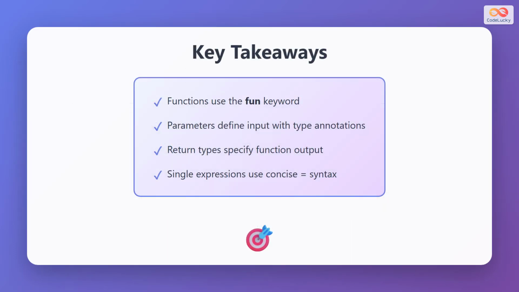Let's recap what you've learned. First, all functions in Kotlin start with the fun keyword. Second, parameters define what input a function accepts, and each parameter needs a type annotation. Third, return types tell you what kind of value a function produces as output. And finally, for simple functions with just one expression, you can use the concise equals syntax instead of curly braces. With these fundamentals, you're ready to start writing your own functions in Kotlin. Practice creating functions with different parameters and return types to build your confidence.